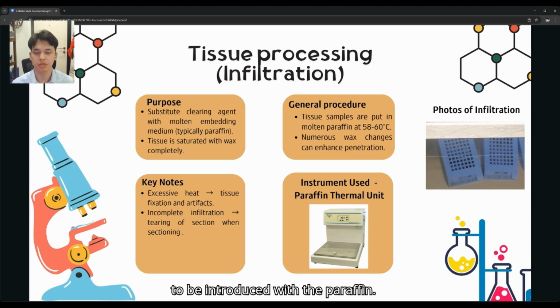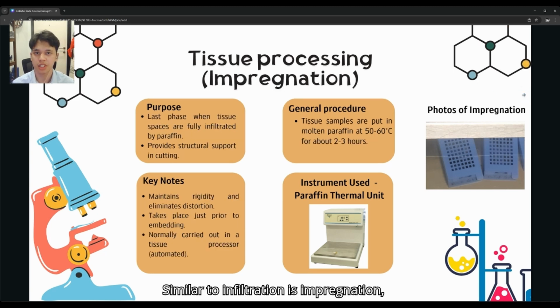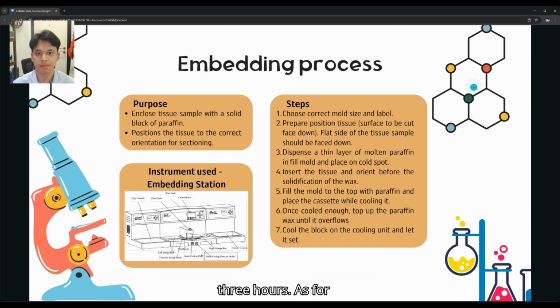thermounit to be infiltrated with the paraffin. Similar to infiltration is impregnation, which is to fully saturate the tissue with paraffin, and the same instrument is used and the tissue is placed in there for 2 to 3 hours.